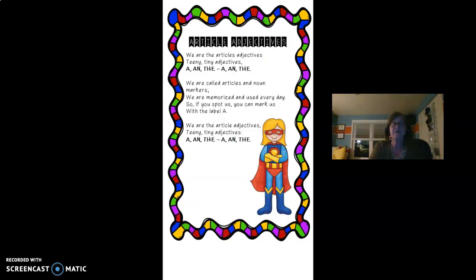We are the article adjectives, teeny tiny adjectives, a, an, and the. We are called articles and noun markers. We are memorized and used every day. So, if you spot us, you can mark us with the label A. We are the article adjectives, teeny tiny adjectives, a, an, and the.